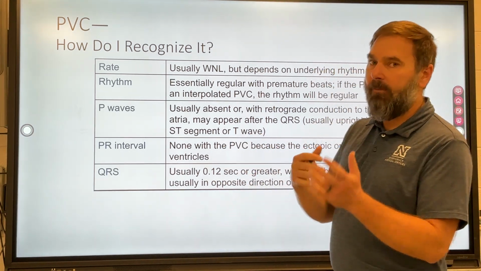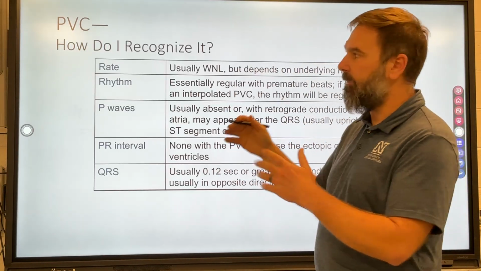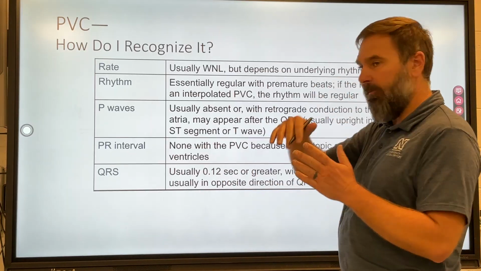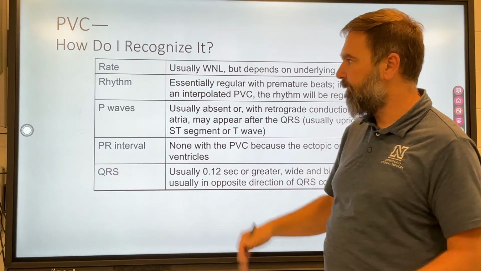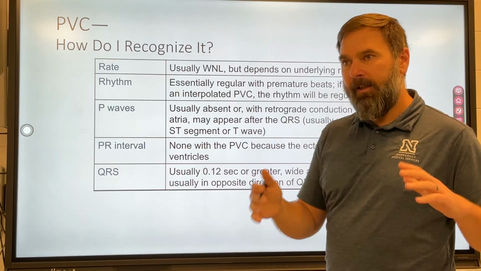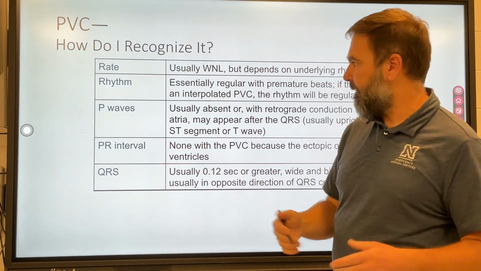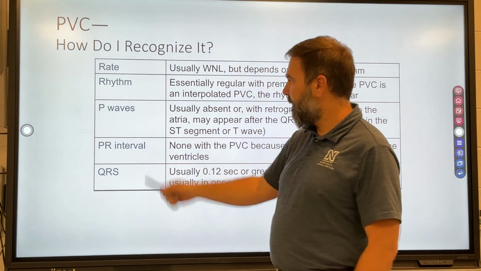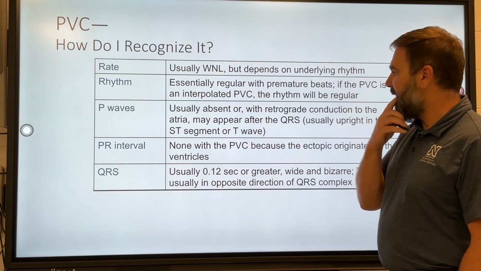Now, if you have AFib, it is irregular unless it's controlled. So you have an irregular rhythm. You have a PVC, so the rhythm's already irregular, and the PVC in there is still making the rhythm irregular. Unlike sinus rhythm, where throwing in a PVC makes the rhythm irregular. So the rhythm is going to be dependent on the underlying rhythm.